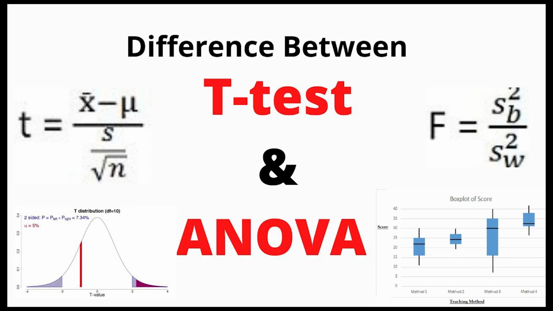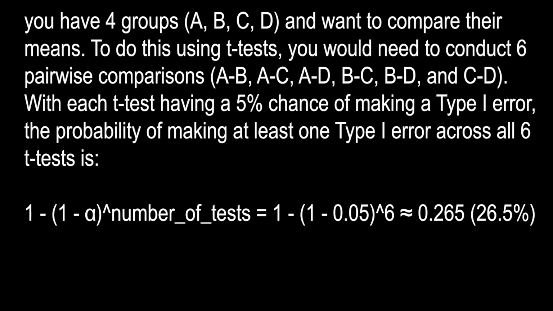Now, when comparing multiple groups using individual t-tests, the probability of making at least one type 1 error increases. This is because each t-test has its own alpha level and the probability of making a type 1 error accumulates across all the tests. Let's see an example to understand this particular situation. For example, let's say you have four groups A, B, C, D, and you want to compare their means. To do this using t-test, you would need to conduct 6 pairwise comparisons. 6 because you need to compare AB, AC, AD, BC, BD, and CD.